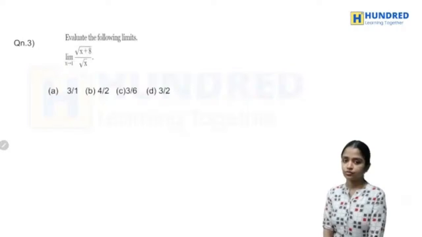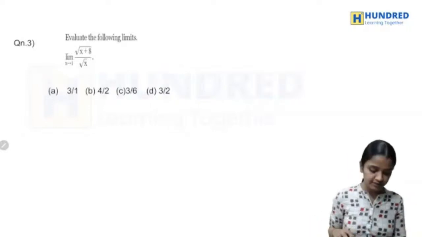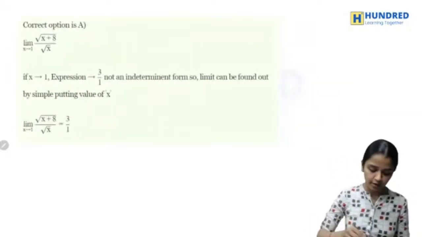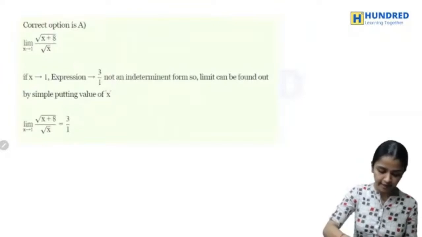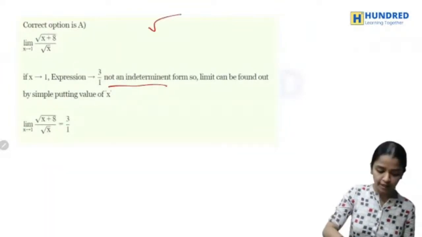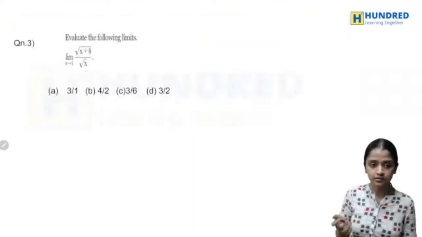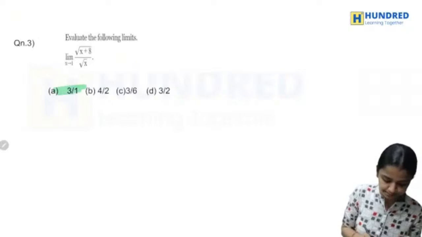Okay, so most of you have said option A. So yes, option A is the correct answer because it is not an indeterminate form. We can directly substitute 1. It will be 1 plus 8 by root 1, which is root 9 by root 1, which is 3 by 1. So your answer is option A. Option A is the right answer.